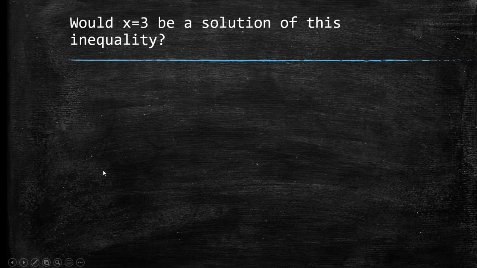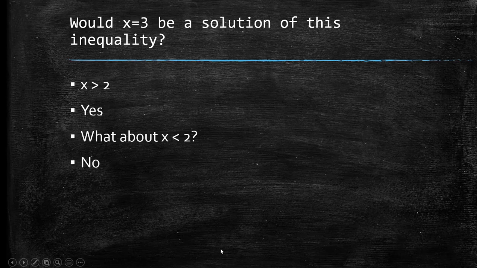So if x was 3, would that be a solution of this inequality? X is greater than 2. Would that make this statement true? Yes, it would, because 3 is greater than 2. What about x is less than 2? No, 3 is not less than 2. So if we put a 3 in here, that would not make a true statement. What about x is greater than or equal to 3? Yes, because 3 is equal to 3, and this says greater than or equal to.